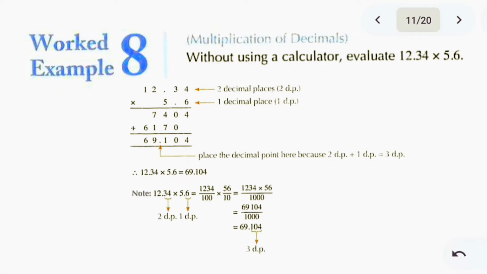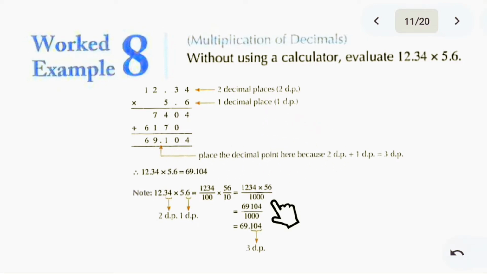So in simple multiplication, when we multiply numbers involving decimal places, we first ignore the decimal point, simply multiply them and get the answer. The decimal place is decided by adding the decimal places of the numbers and then putting it in the answer. Now the second method of solving this question. We have the number 12.34.